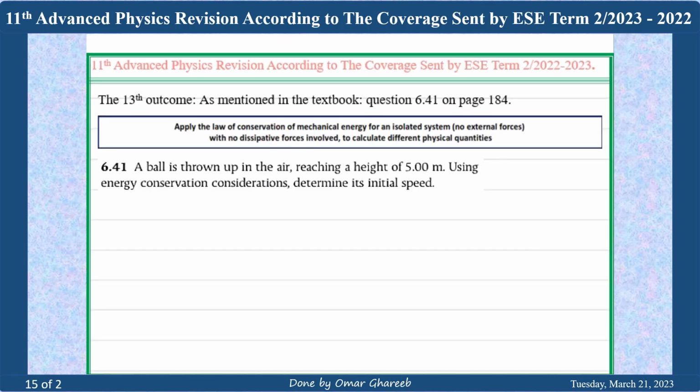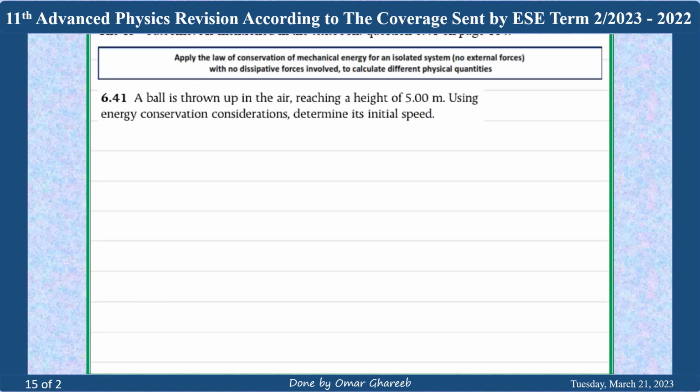Here we have this outcome: apply the law of conservation of mechanical energy for an isolated system, no external force, no net force, with no dissipative forces involved, to calculate different physical quantities. And the coverage suggests question 6.41, page 184. A ball is thrown up in the air, reaching a height of 5 meters. Using energy conservation considerations, determine its initial speed.